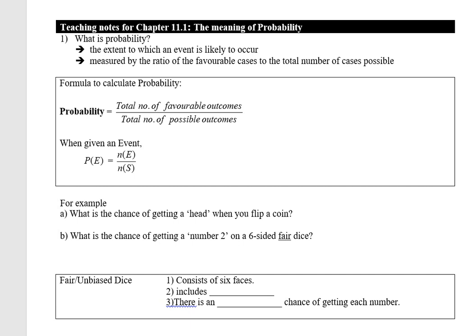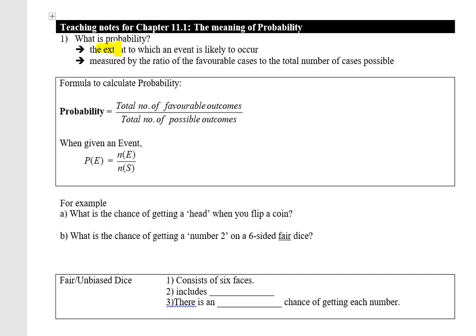Dear students, for chapter 11 on probability, we will be able to understand probability as a measure of chance, define sample space, outcome and event, as well as to calculate the probability of a given event. Now let's look into what is probability.